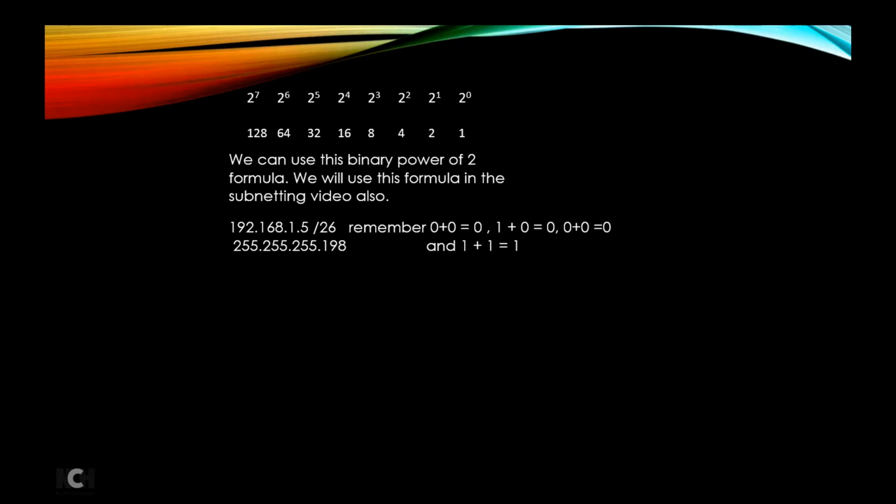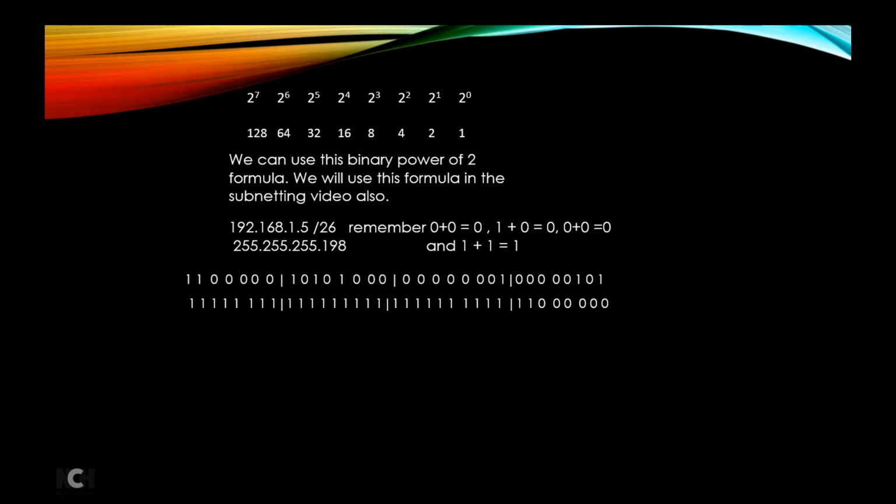So, 192.168.1.5 with a slash of 26, subnet mask 255.255.255.198. Let's remember our formula. 0 AND 0 equals 0, 1 AND 0 equals 0, 0 AND 0 equals 0, and 1 AND 1 equals 1. When we do that, this is what we get. We reduce the dotted decimal to binary. We do that by subtracting from our formula up above. We take 128 from 192, and that leaves 64. So we turn that on. 64 goes into 64. Yes, all the rest are turned off.